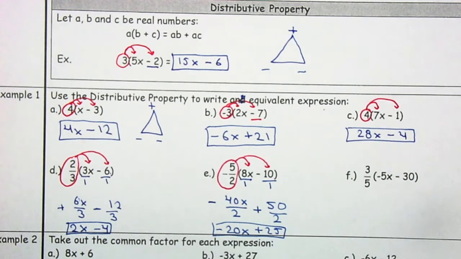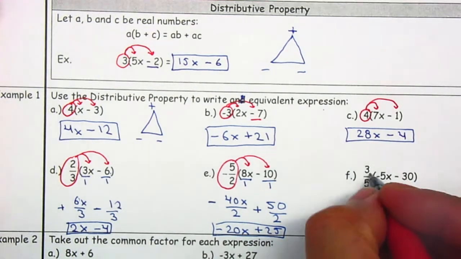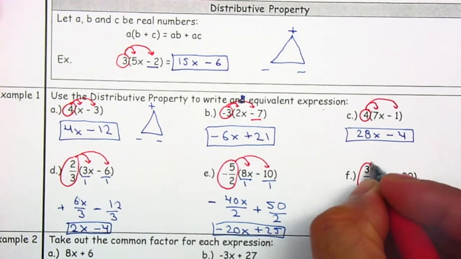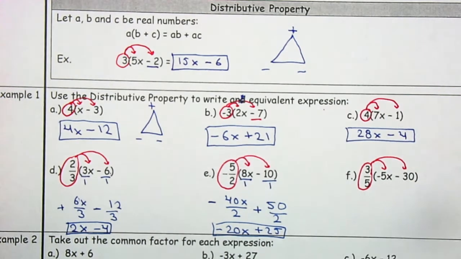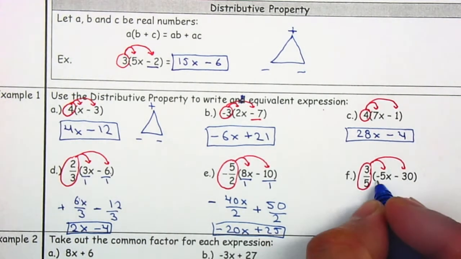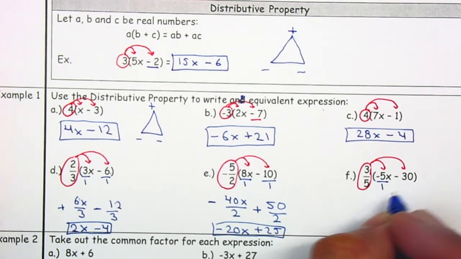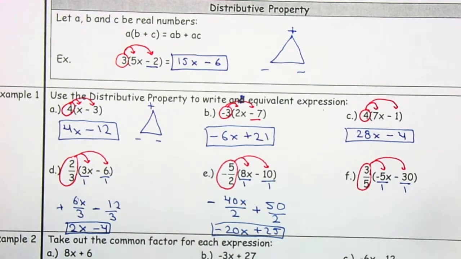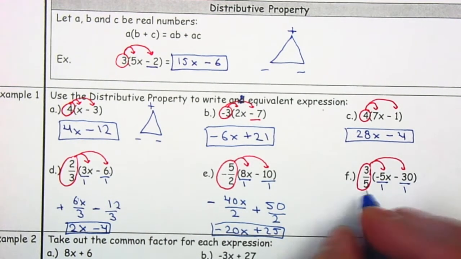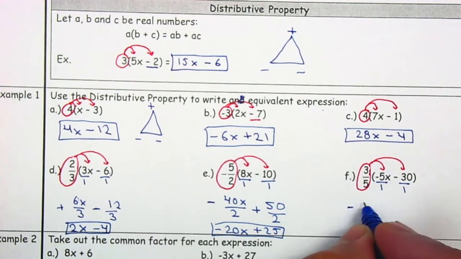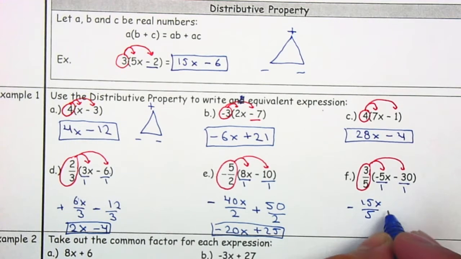Pause it. So for letter F, we are going to use the distributive property to multiply and simplify. We multiply a fraction by a whole number, so we need to place it over 1, and this one as well. We're going to multiply 3 times 5, negative 5x, so we have a positive times a negative will be a negative. 3 times 5 will be 15x. 5 times 1 will give me 5. Positive times negative will be negative.